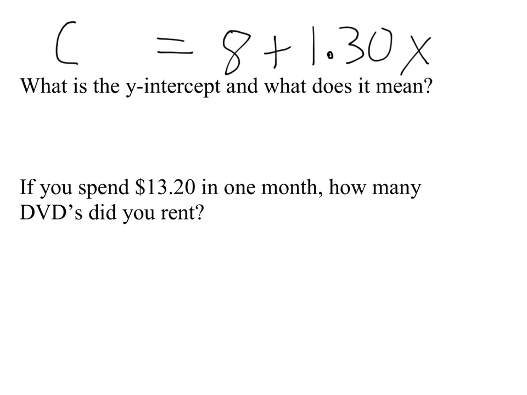Okay. The next two require you to know a little bit more, like what these words mean. The y-intercept, what does it mean? Well, the y-intercept is your starting amount or the base amount, and that's this 8 here. So the 8 is your y-intercept, and it means it's the cost for streaming. You stream videos online, and it costs $8 for the month.